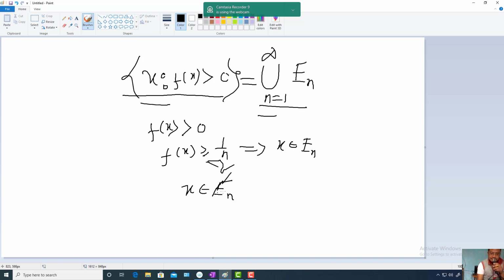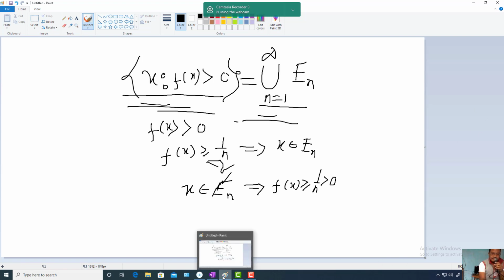So if x is a member of En, what happened? According to the definition of En, f of x is greater than or equal to 1 upon n, but 1 upon n is a non-zero number. It is strictly greater than 0, so f of x is greater than 0. That means x is a member of this set. So the equality of these two sets is established: the set of points where the function is non-zero is equal to the union n going from 1 to infinity of En.